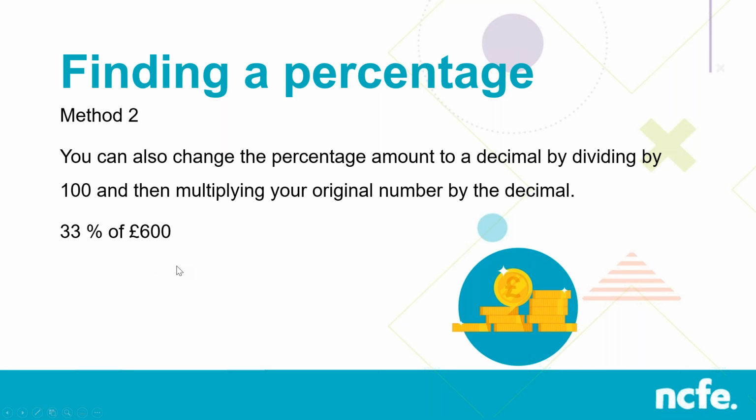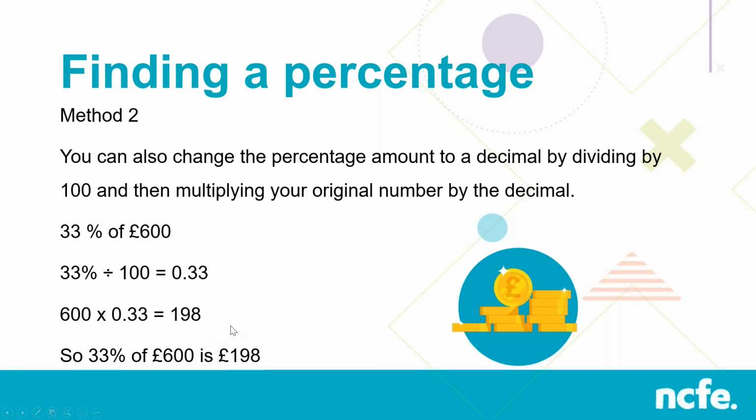So in this example, we want to find 33% of £600, perhaps because we know that our costs are 33%, and we want to calculate our profit. So 33% as a decimal. To find that, we do 33% divided by 100. That gives us 0.33. 600 times 0.33 is 198. So 33% of 600 is £198.